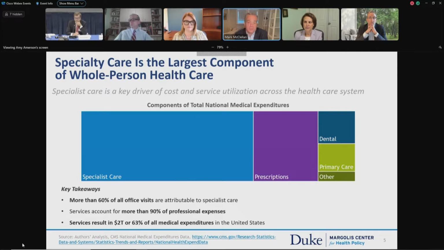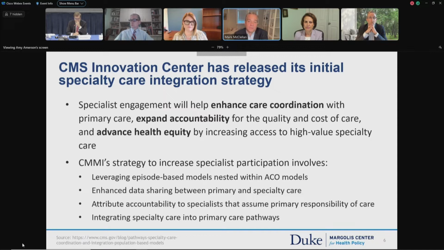And this is really important, as the next slide shows. As you think about care from the patient's perspective, specialists are important, and CMS has recognized this. They've released an initial specialty care integration strategy earlier this year. They're planning, I think, to add to that. They've highlighted the importance of specialist engagement to support comprehensive care coordination, to advance health equity, since a lot of the equity issues exist where there's not good comprehensive specialty care engagement, good access to comprehensive care, and a lot of steps that CMS is in process of taking now. So PTAC focus on this topic right now is particularly timely.